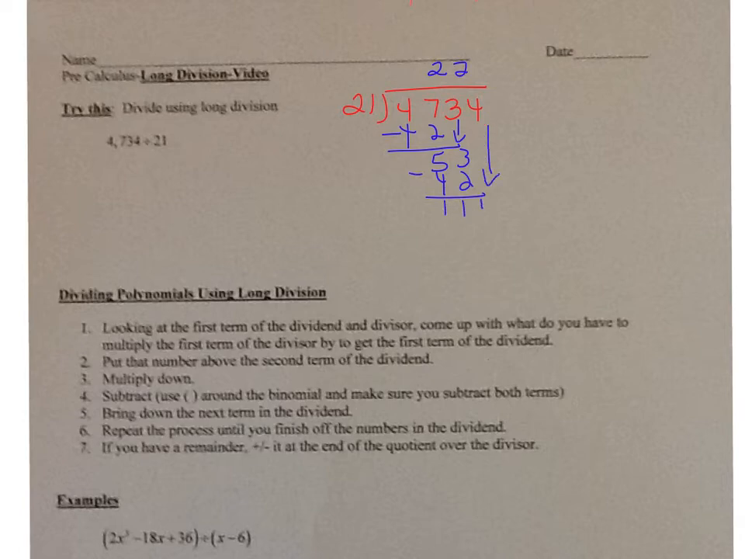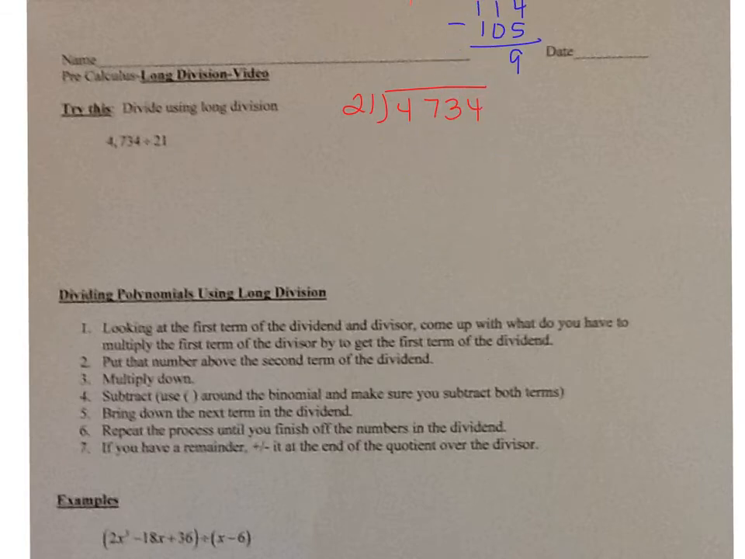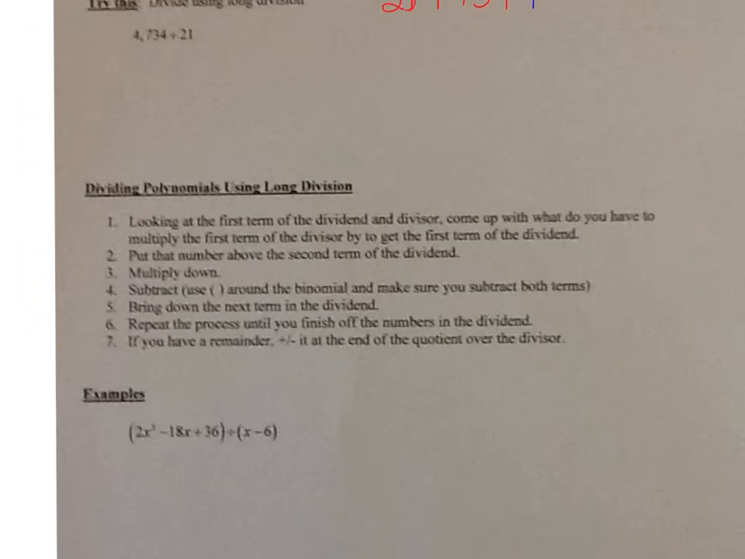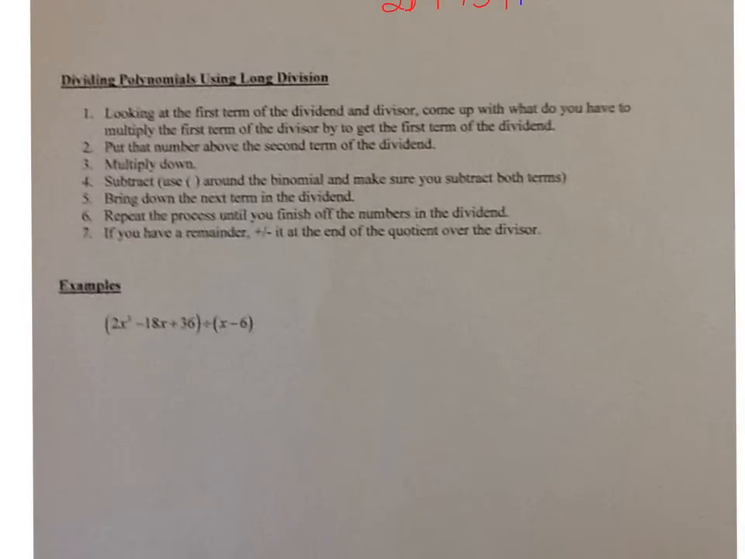Bring down the 4. How many times does 21 go into 114? That would be 5 times. Multiply the 5 down and I get 105. Subtract them and I get a remainder of 9. So my answer would be 225 with a remainder of 9. So when you divide polynomials, it's the same concept. All right, we're going to do that same type of long division here.